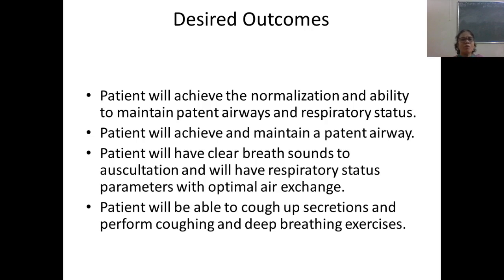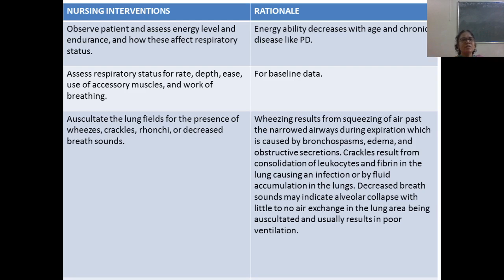Patient will achieve the normalization and ability to maintain patent airways and respiratory status. Patient will achieve and maintain a patent airway. Patient will have clear breath sounds to auscultation and will have respiratory status parameters with optimal air exchange. Patient will be able to cough up secretions and perform coughing and deep breathing exercises. Then nursing interventions are observe patient and assess energy level and endurance and how these affect respiratory status.